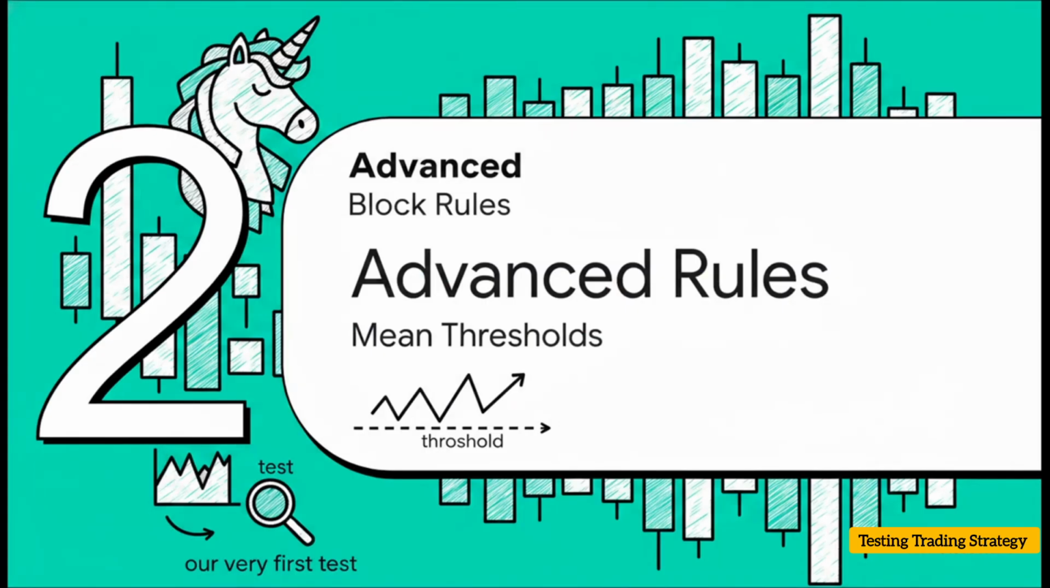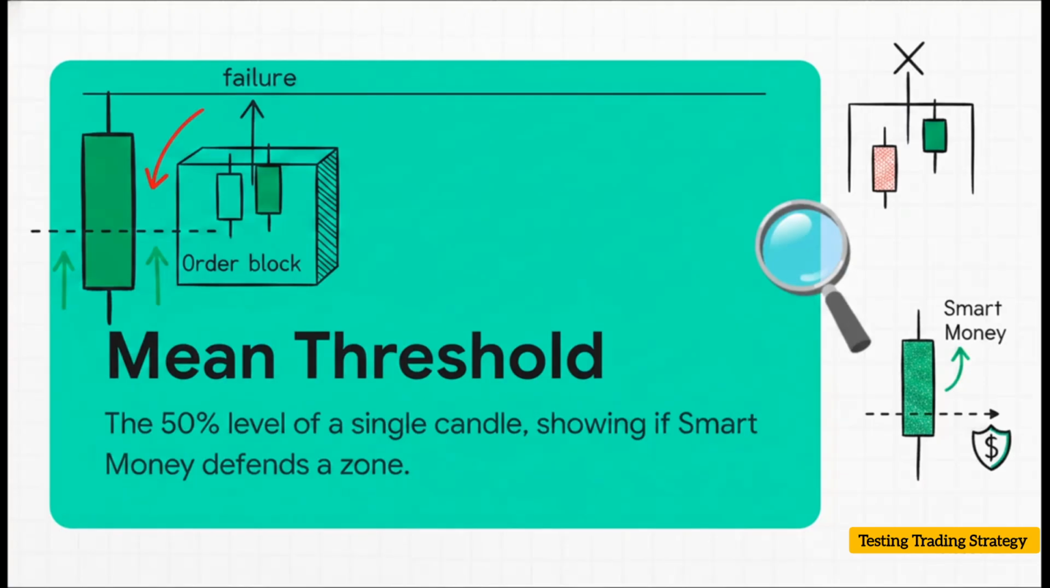Moving right along to Section 2, the Advanced Block Rules, where we'll get into mean thresholds and SMC unicorns. Okay, so enter the concept of the mean threshold, or the MT. Basically, it's the exact 50% midpoint level of a single candle. Understanding this rule of halves is absolutely crucial here. If a candle body closes above this 50% line, the block is failing. But if the price comes down and actively rejects that midpoint, that means smart money is actively defending the zone.